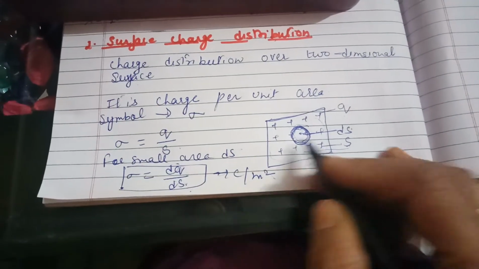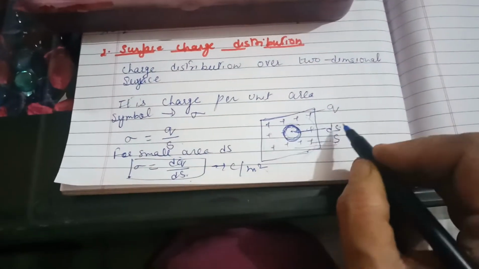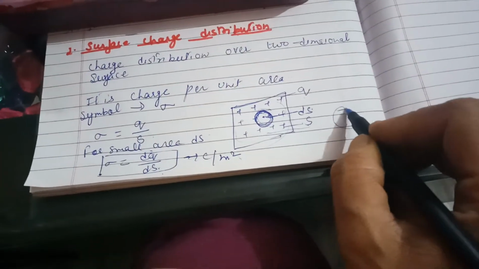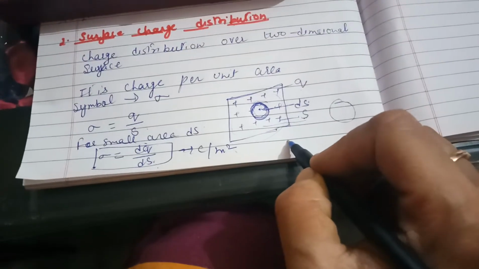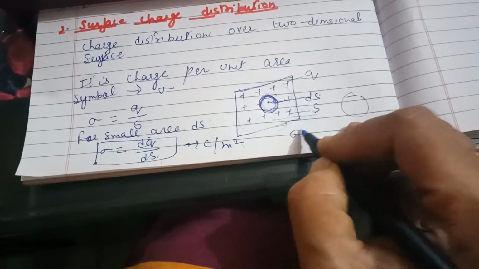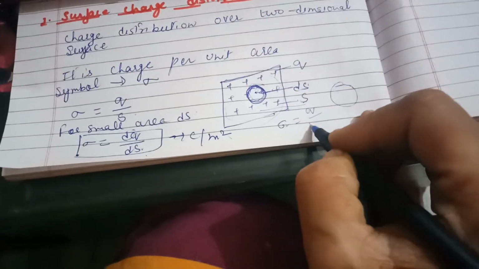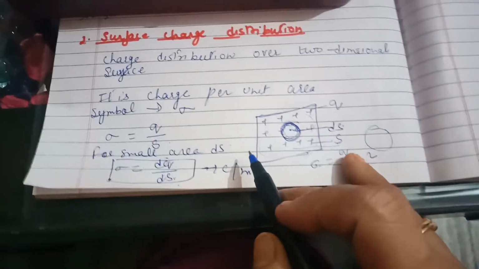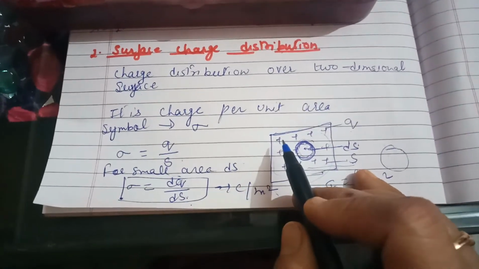For example, if you are considering that this is a sphere and the charge is distributed only on its surface, then sigma will be equal to what? Q upon 4 pi r square. Clear? So this is the example of the surface charge distribution.